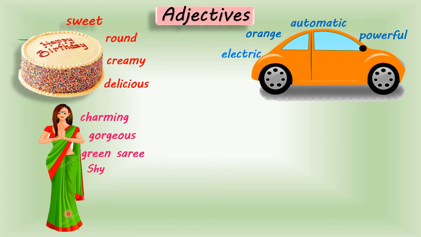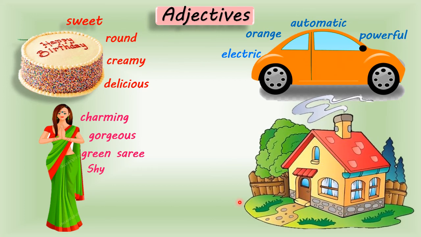Yes, children. She is tall. Yes, she is standing. So what? These are the different words that we can use to describe her. Yes, children. Now let's take one more example.